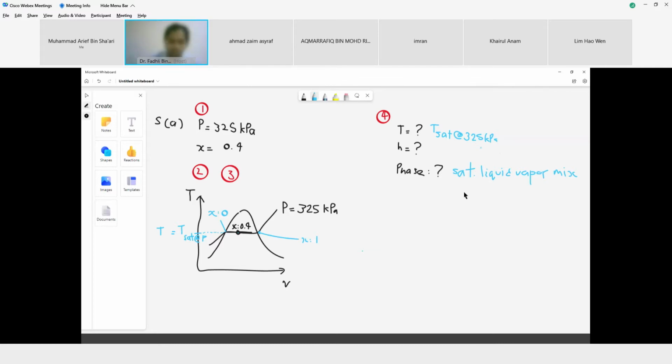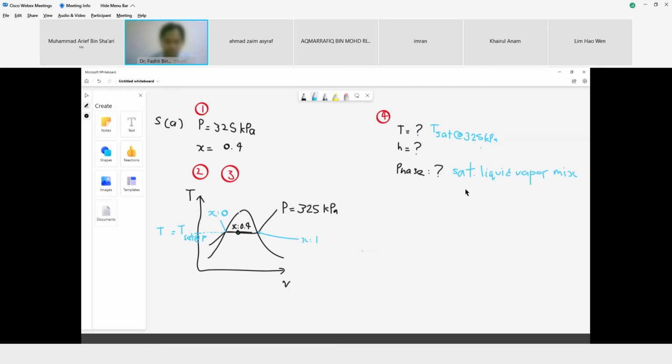Okay, so now the temperature for this state is T saturation at 325 kilopascal. So now you have to look at your table booklet. You have your own, right? Pressure is given, 325 kilopascal. Then you have to look at the water tables, specifically the pressure table, table A5. A5 is the pressure table for water. The substance here is H2O, so therefore we have to look at the pressure table for water, A5.